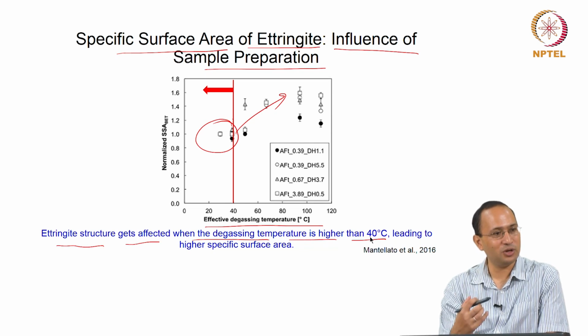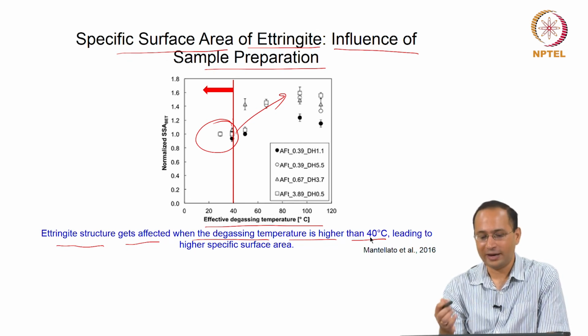So, these are the things you have to be aware of. Suppose you have a cement where you expect Ettringite. Now, if you want to determine the surface area, then you have to restrict the temperature to 40 degrees C. If you go higher, then it will affect your structure, and that will get reflected in your surface area measurements.